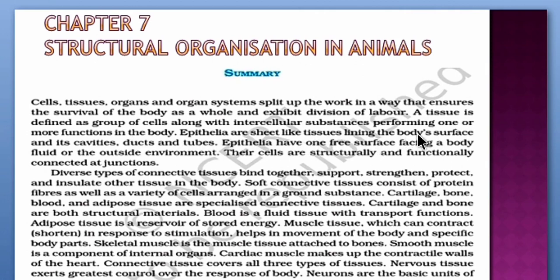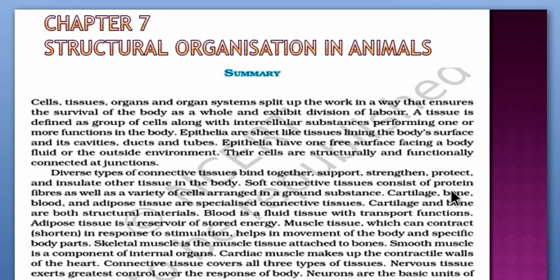Epithelia are sheet-like tissues lining the body's surface and its cavities, ducts and tubes. Epithelia have one free surface facing a body fluid or the outside environment. Their cells are structurally and functionally connected at junctions. Diverse types of connective tissues bind together, support, strengthen, protect, and insulate other tissue in the body.